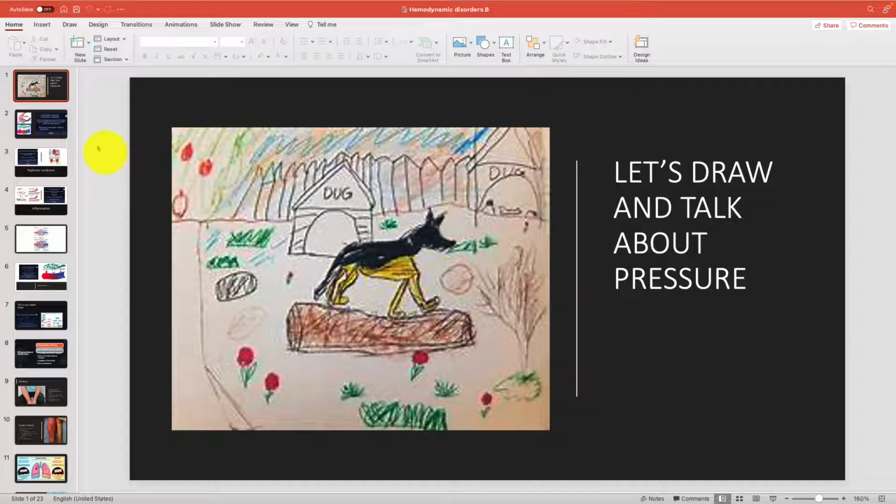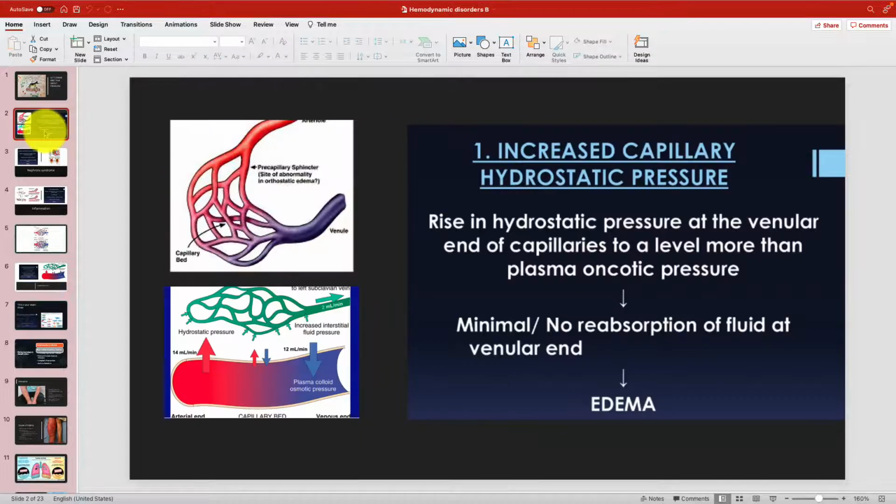We're going to get down to business. Let's talk about some of the physiological changes that occur that make edema happen. Let's go with the first one here. The first one is increased capillary hydrostatic pressure.